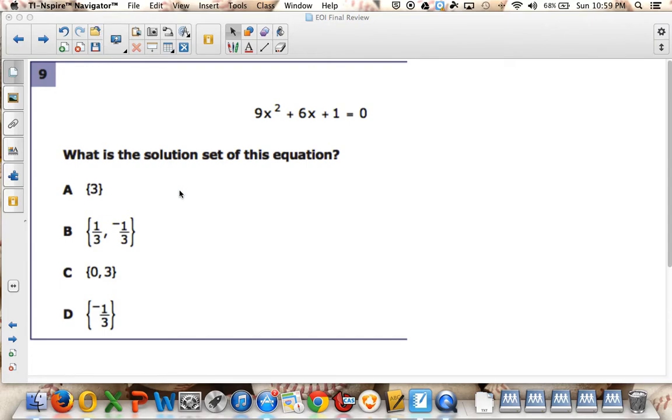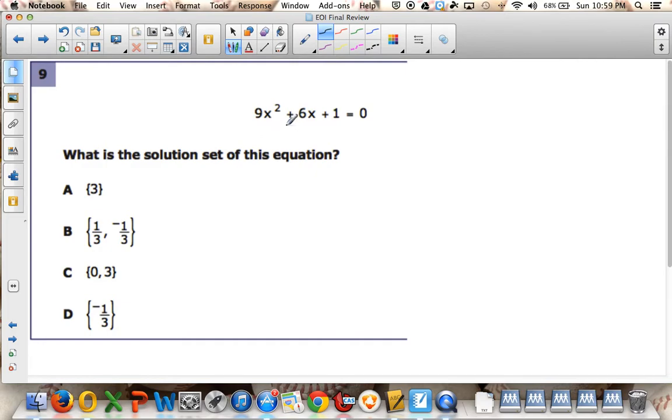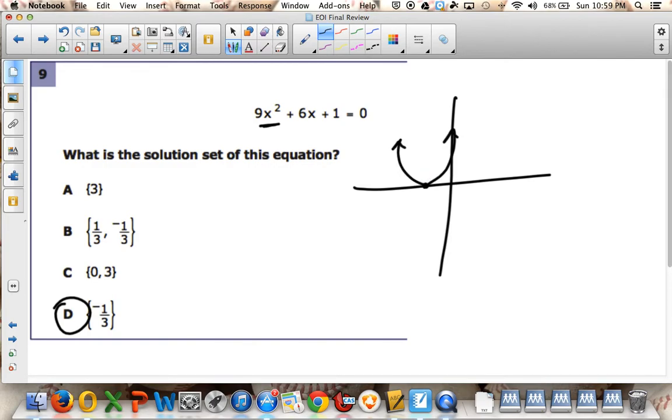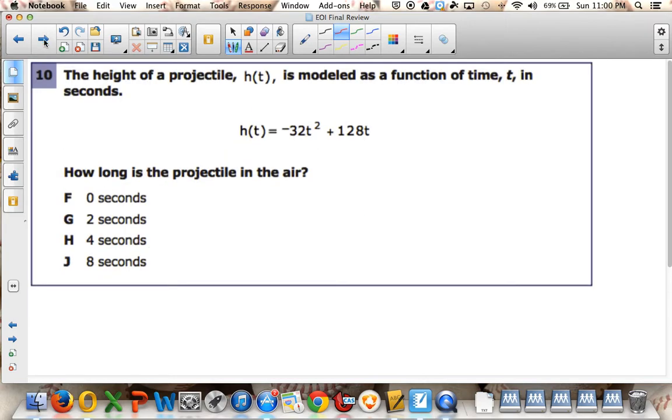Since I'm wanting to find my value of x in this equation, I only have one point where it crossed or touched the x-axis. The value where it showed right here at -1/3, comma 0, I'm wanting to find the value of x, not 0. So that's why D is my answer. Let's go to the next one.